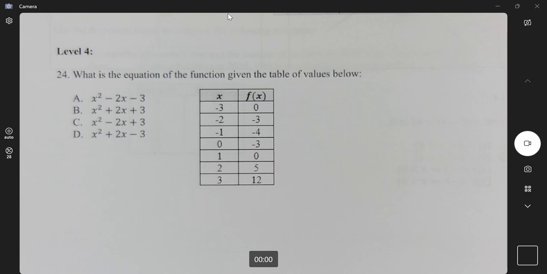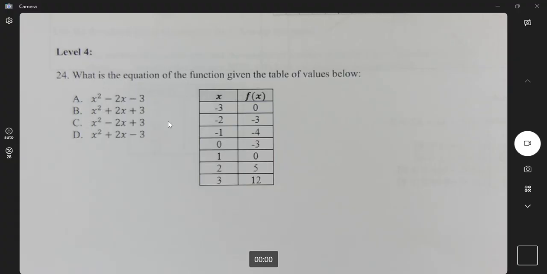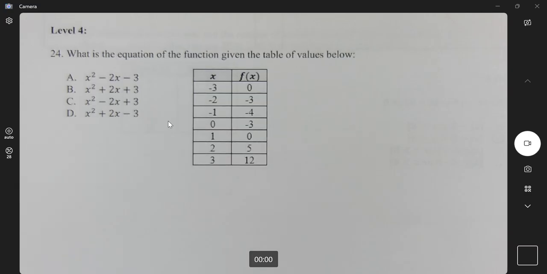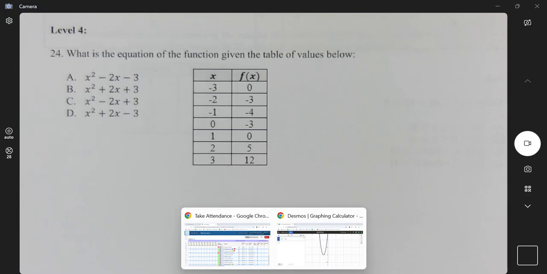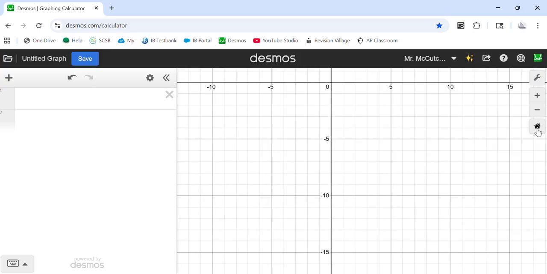You know, I'm gonna be real. I love Desmos. It's gonna do most of this midterm for you. It says, what is the equation of the function knowing this table? We could use a graphing calculator, but I'm gonna be honest with you, it's actually easier to use Desmos for this one. So let's go directly to Desmos, and I'm gonna type this table into Desmos.